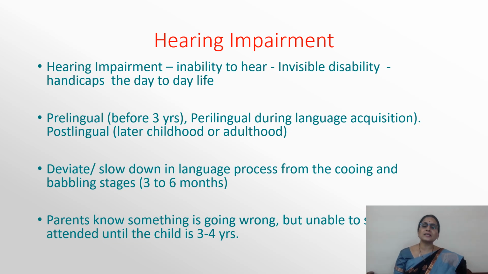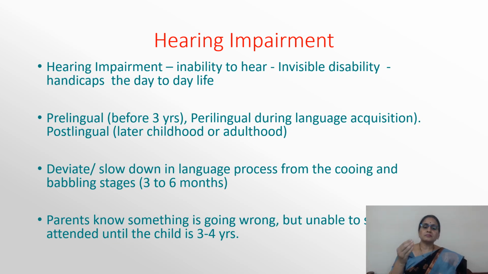Then coming to the postlingual. Postlingual indicates that a person got the hearing impairment after acquiring the language. But the last one, postlingual, won't have that much effect on speech. Why? Because they have already received the information, and they are able to speak. Whereas the prelingual and the perilingual periods will have much more effect on the speech of children with hearing impairment.